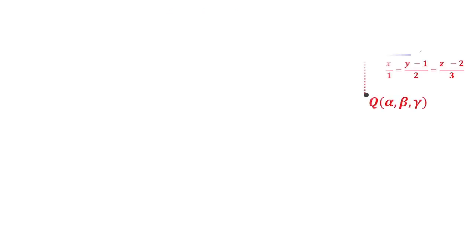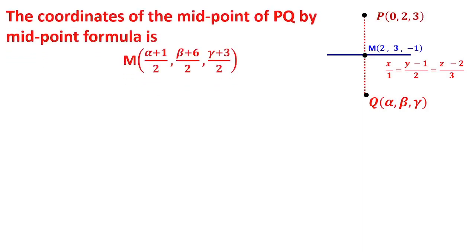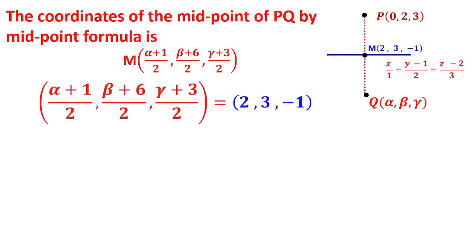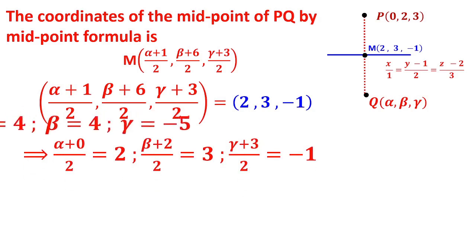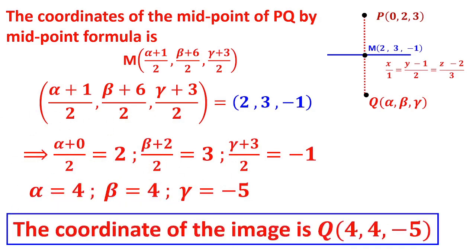But the problem is not stopping over here, you have to find the image, that is alpha, beta, gamma. All of you know that M is a midpoint. Formula you know, x1 plus x2 by 2, y1 plus y2 by 2, z1 plus z2 by 2. Making use of it, equate now. Alpha is equal to 4, beta is equal to 4, and gamma is equal to minus 5. So that is the image.